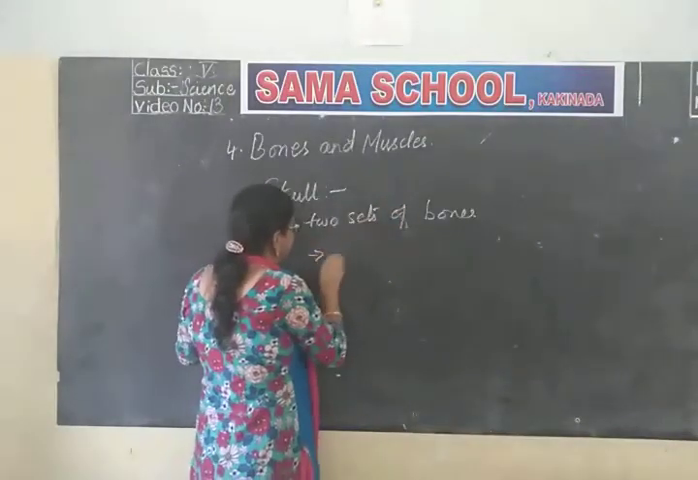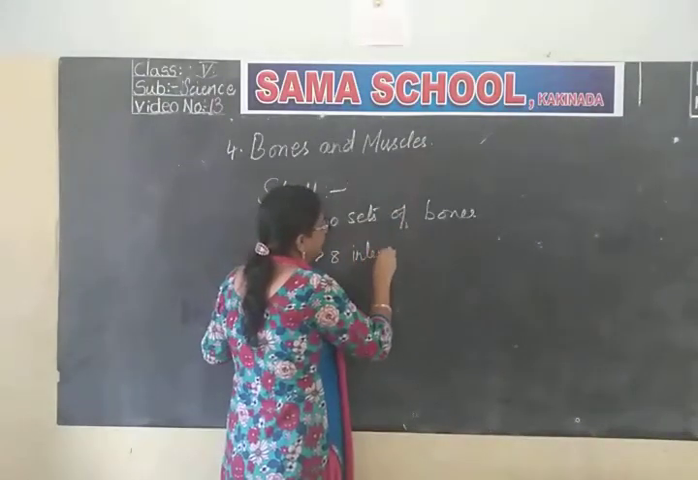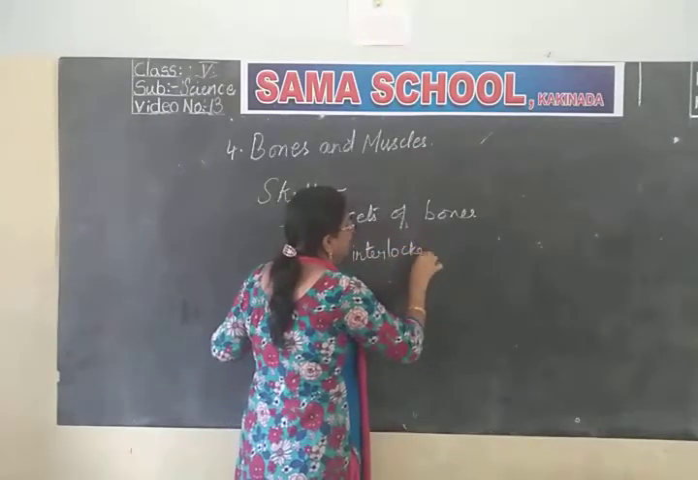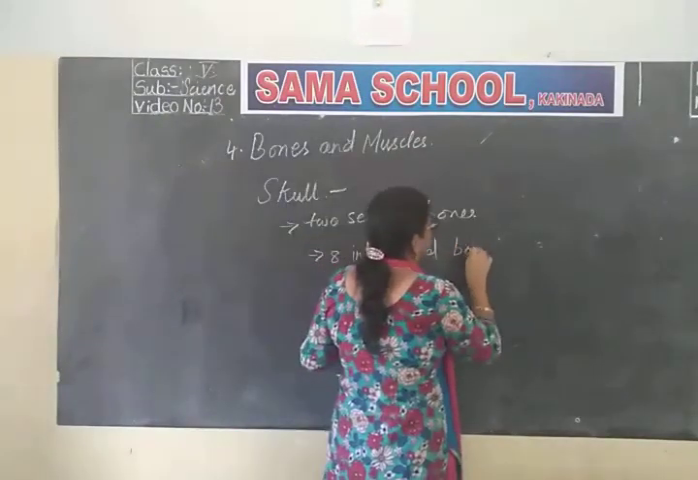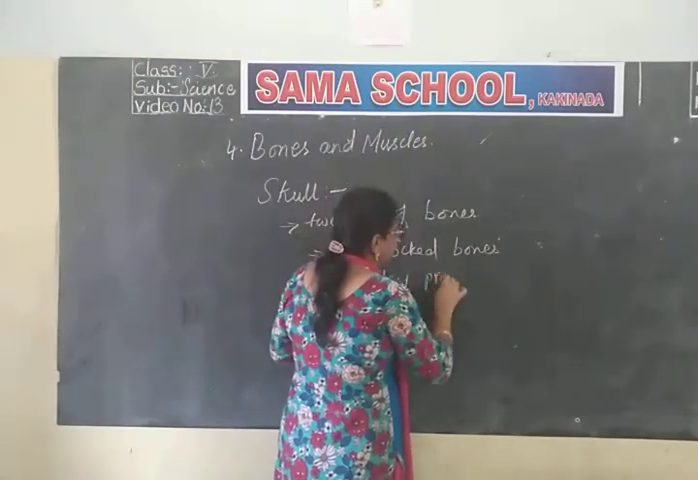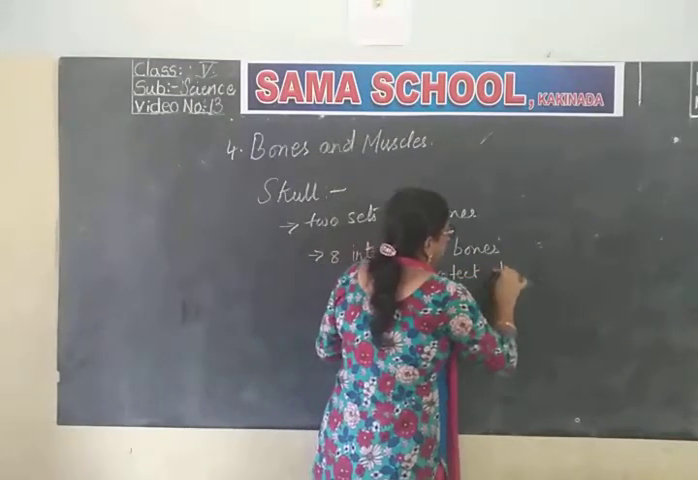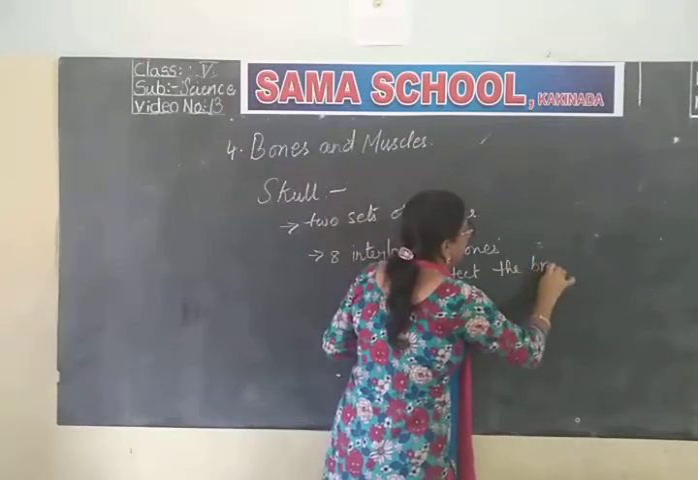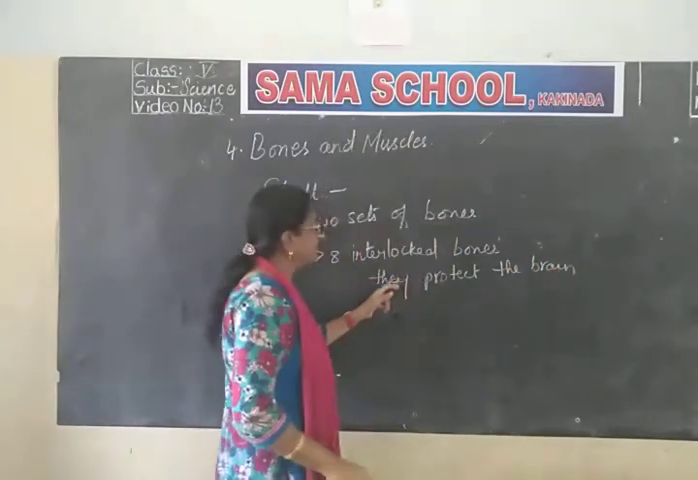How many bones? 8 interlocked bones. They protect the brain.